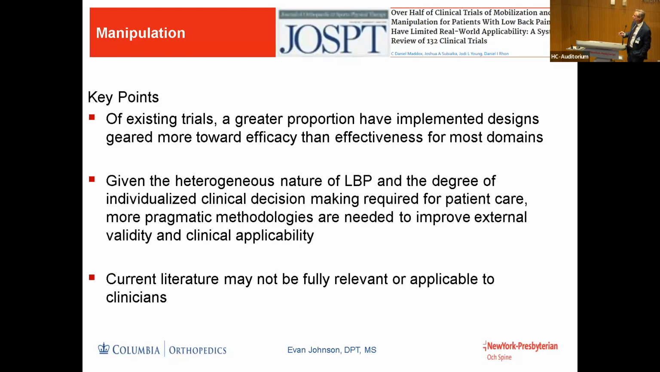So the key point is that a greater proportion of existing trials have implemented designs geared more towards efficacy, the ideal rather than the practical. Given the heterogeneous nature of low back pain and the degree of individualized clinical decision-making required for patient care, we need more pragmatic methodologies. Even the seminal study done by Flynn and associates, later reproduced by Childs, Flynn, and Tony Delitto, involved patients who responded to manipulation, had less than 16 days of pain, with no pain below the knee. These conditions don't apply to most of our patients, and the current literature may not be fully relevant or applicable to us as clinicians.